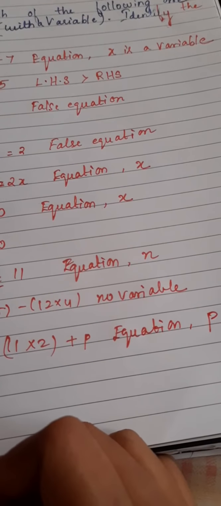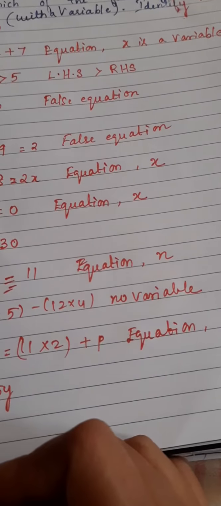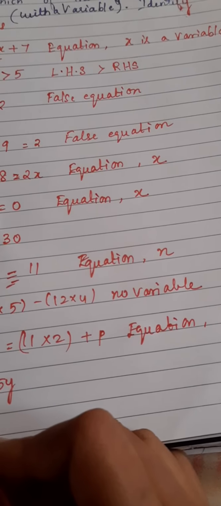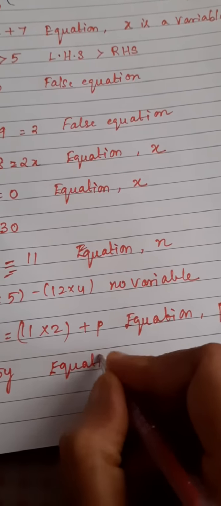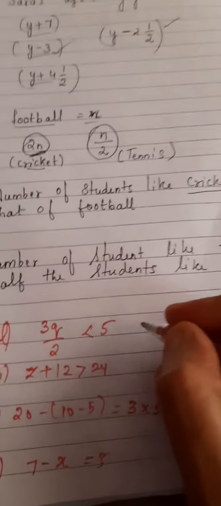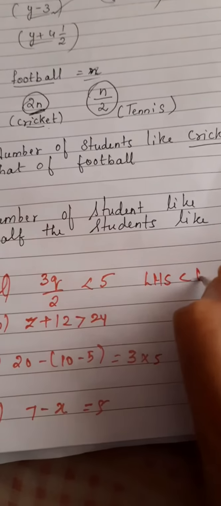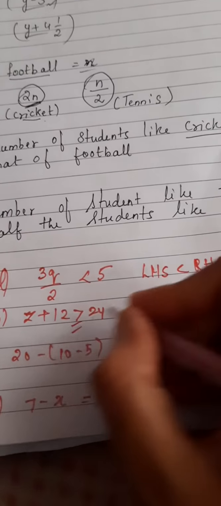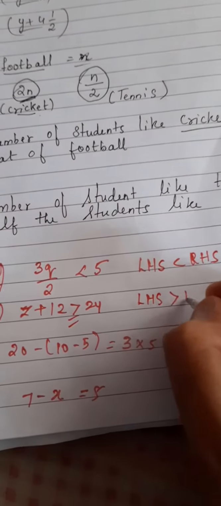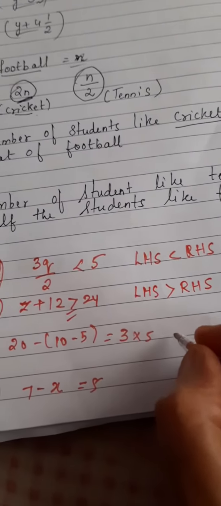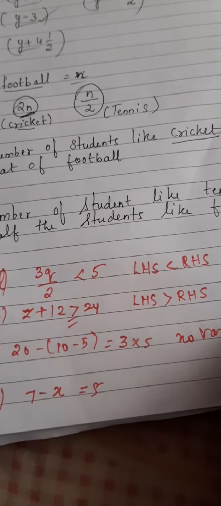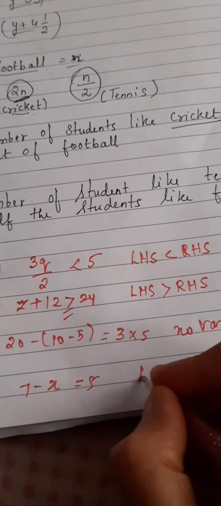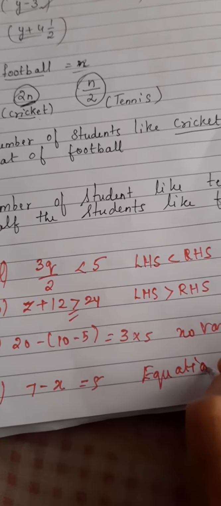Next, if you see question number K, 20 is equal to 5 y. It is an equation with variable y. Next question number L is not an equation because LHS is less than RHS. Next is also not an equation because LHS is greater than RHS. Next, it's an equation but with no variables. No variable. And next is an equation with variable x.